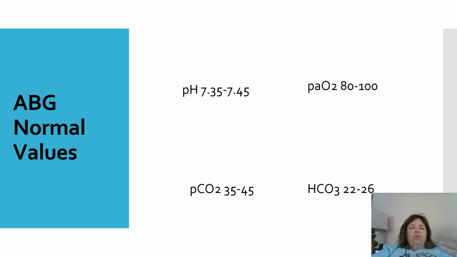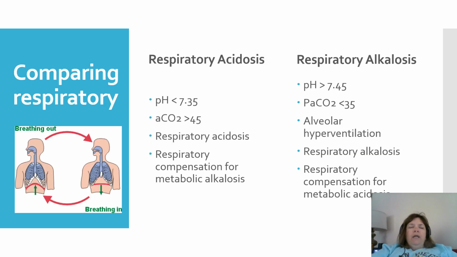ABGs, so normal values for ABGs, these are things you should know for the rest of your nursing life. pH is 7.35 to 7.45. PaO2 is normally 80 to 100, and we'll talk about what it means if it's less than that. PCO2 is 35 to 45, and HCO3 is 22 to 26. Those are the normal values. When we get outside of the normal values is when we look at whether we're in acidosis or alkalosis.